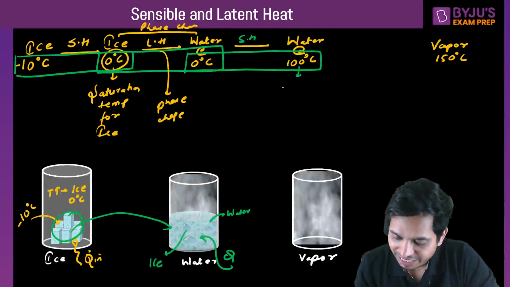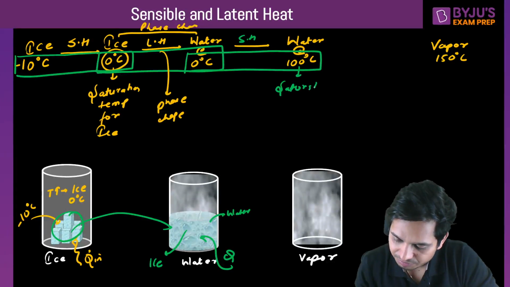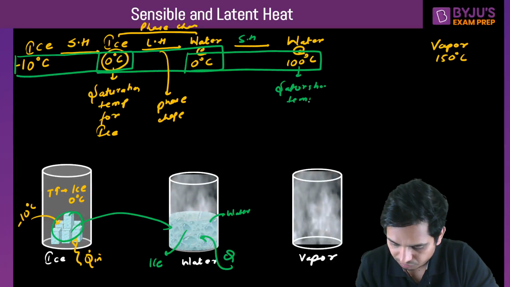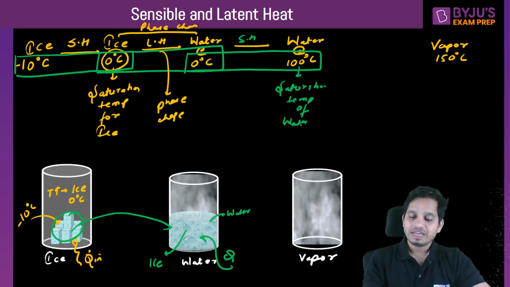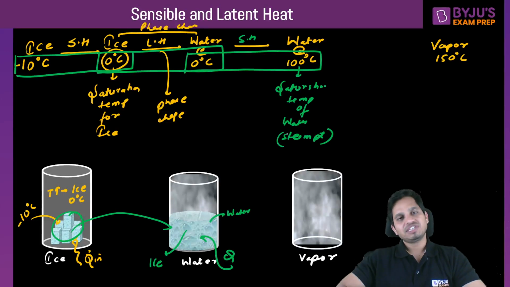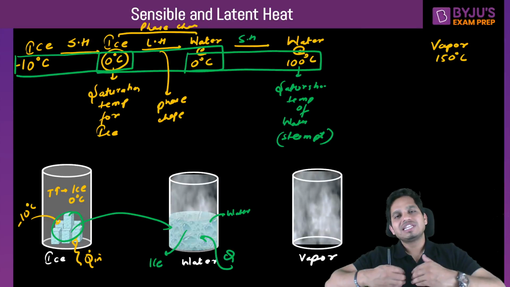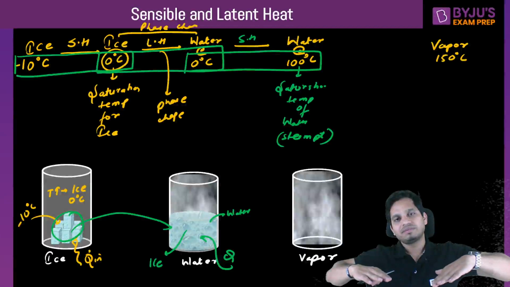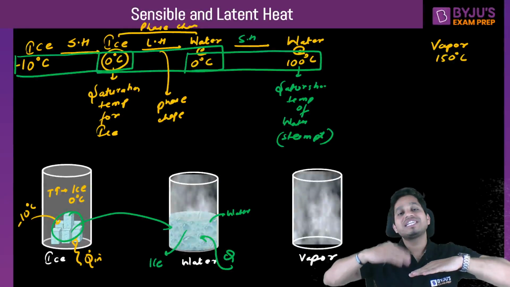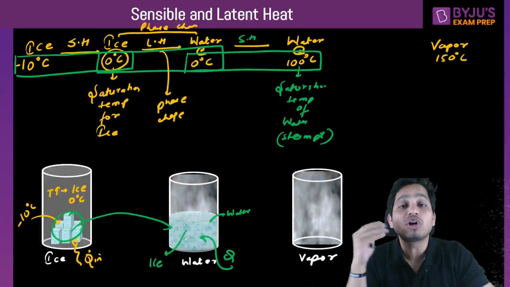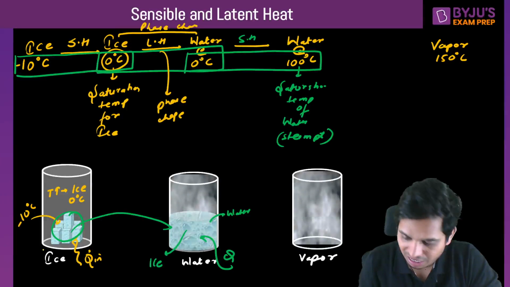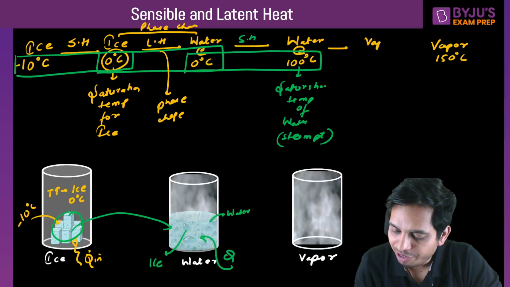Now this is saturation temperature of water, also called the steam point. So water cannot exist above this temperature. Then what will happen? Then water will start absorbing heat. Temperature will not change, but there is phase change. That means water will start converting into water vapor. So after this, we will have vapor at 100 degrees Celsius.